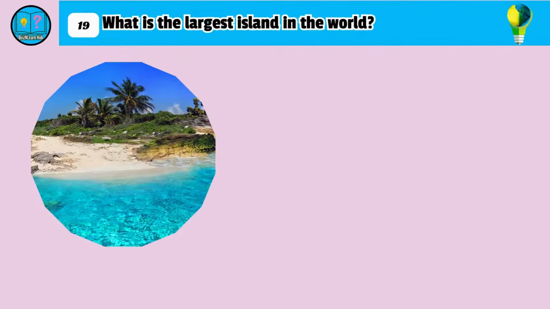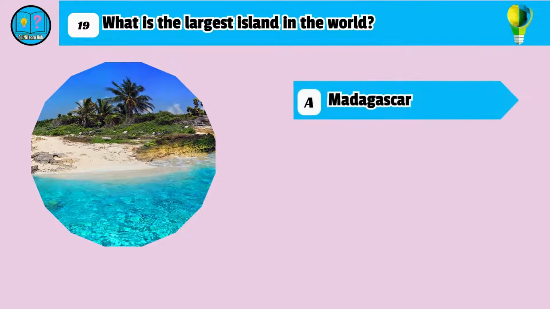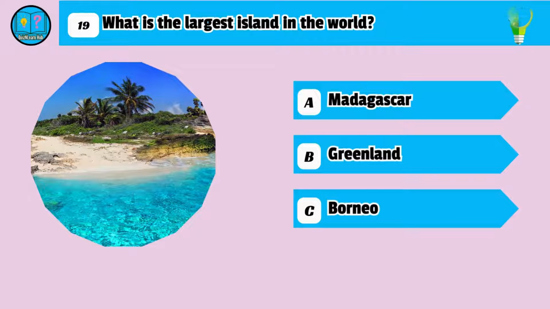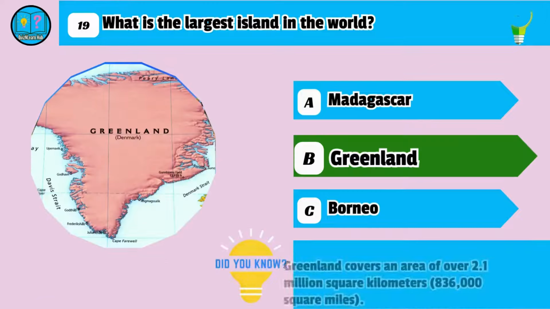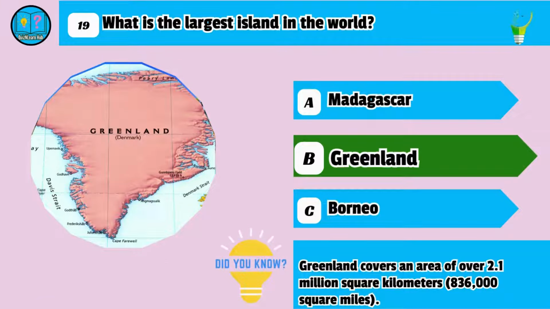19. What is the largest island in the world? Madagascar, Greenland, Borneo. Greenland covers an area of over 2.1 million square kilometers, 836,000 square miles.